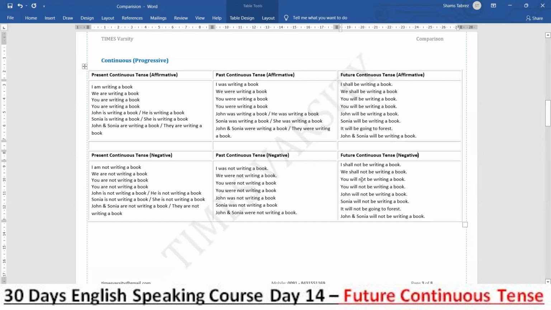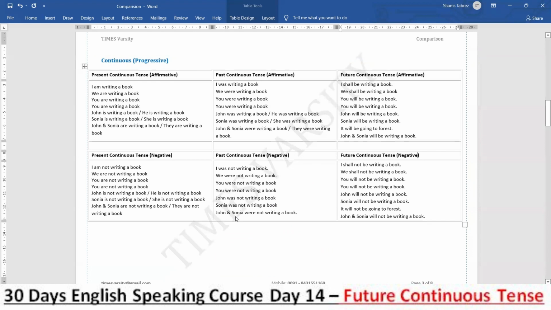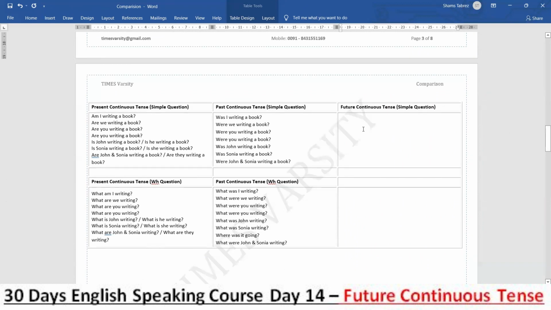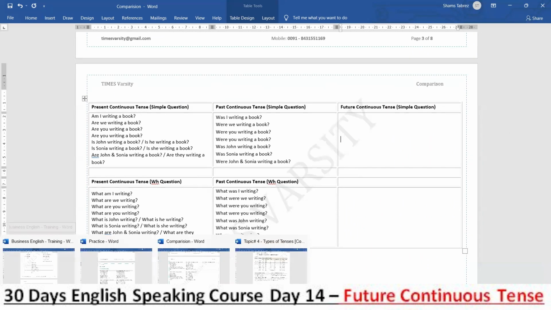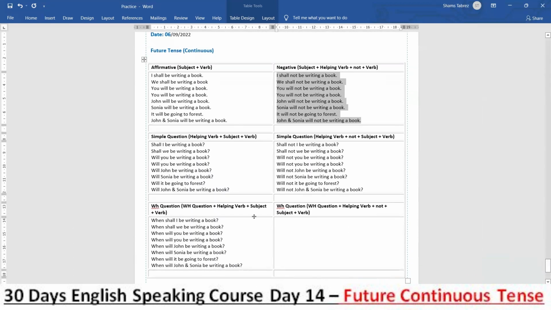If there are two helping verbs, then the not word is added between the helping verbs. If there is only one helping verb, then the not word is added right after the helping verb. Okay, then let's look at the simple question. This is a simple question.